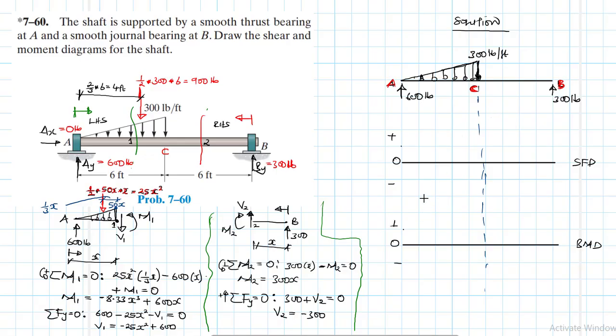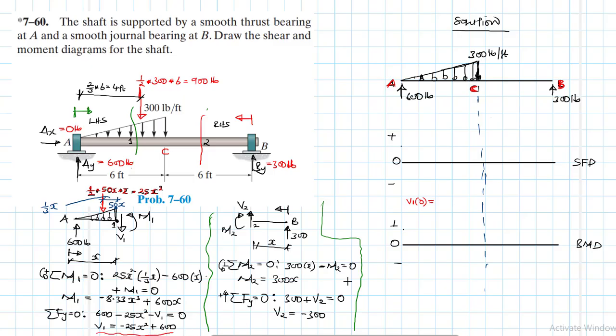Okay, so now let's find what V1 is when X is equal to 0. We are moving from A to C. So V1 when X is equal to 0. What's V1? This is our V1 here.